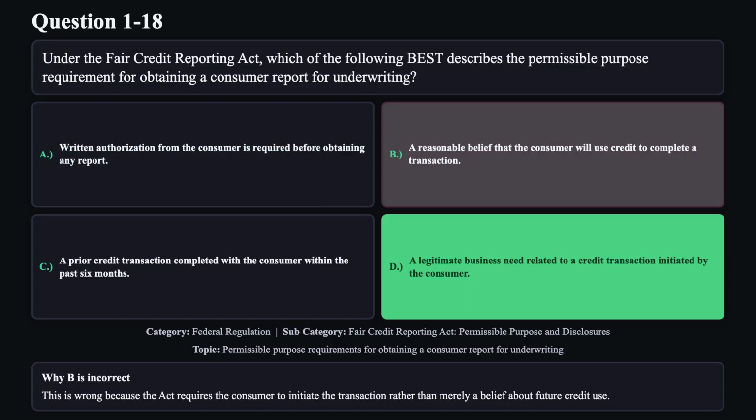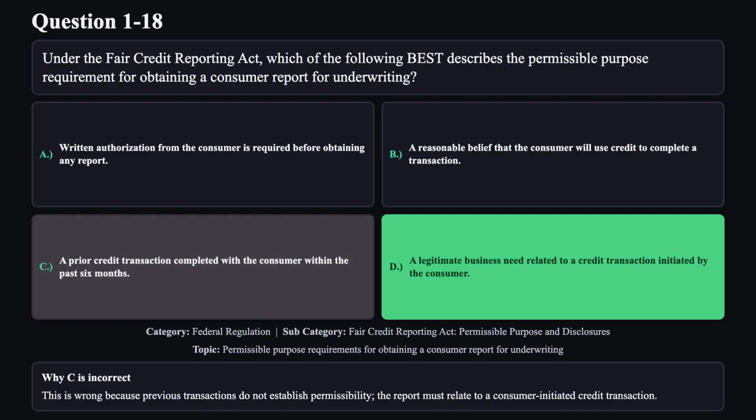Reason B is not correct. This is wrong because the Act requires the consumer to initiate the transaction rather than merely a belief about future credit use. Reason C is not correct. This is wrong because previous transactions do not establish permissibility. The report must relate to a consumer-initiated credit transaction.